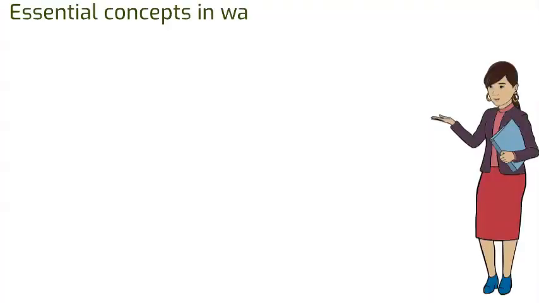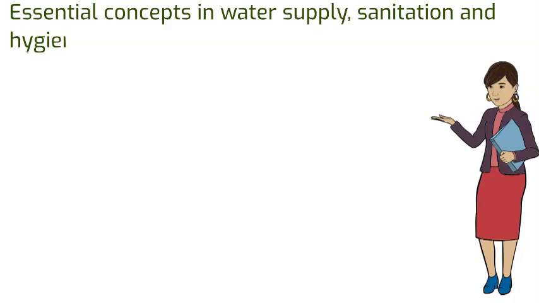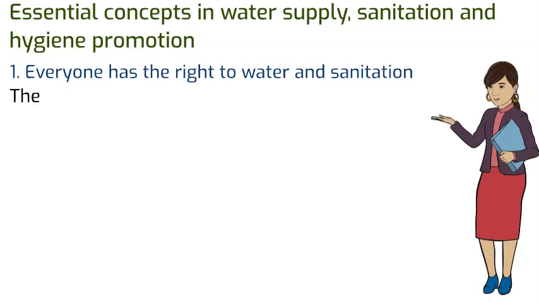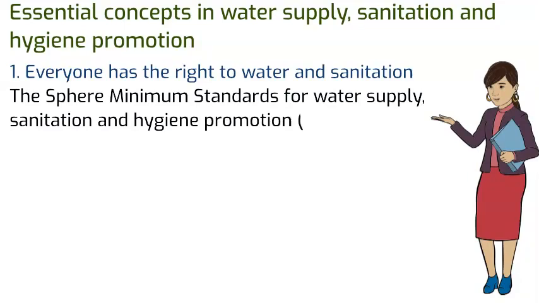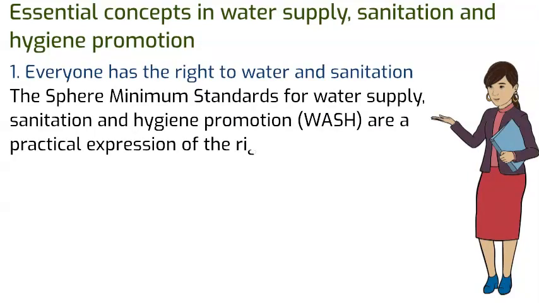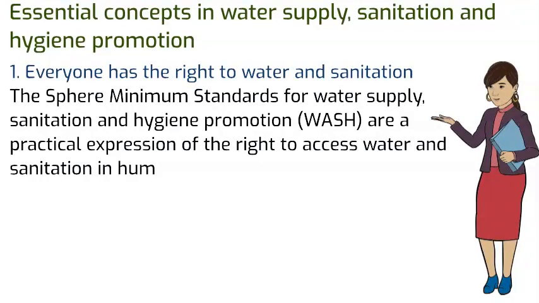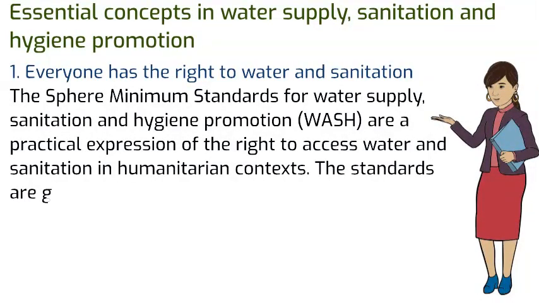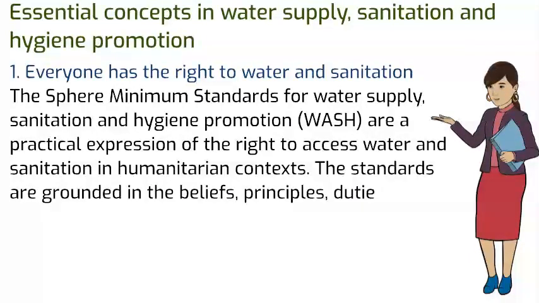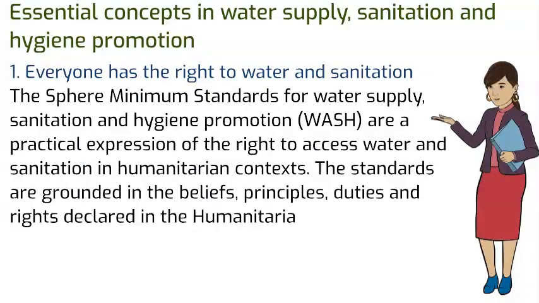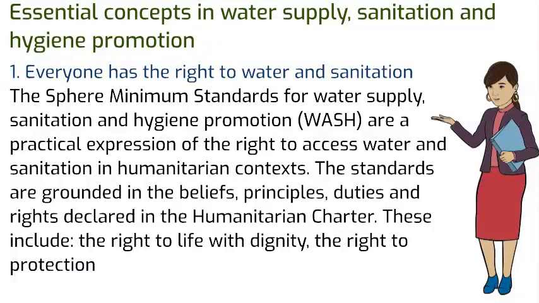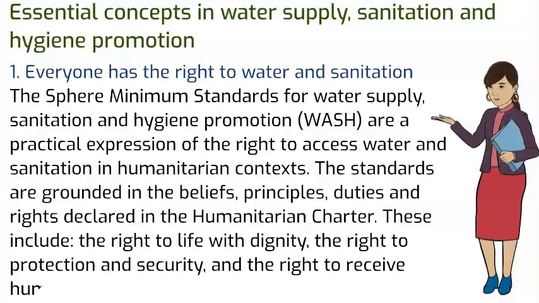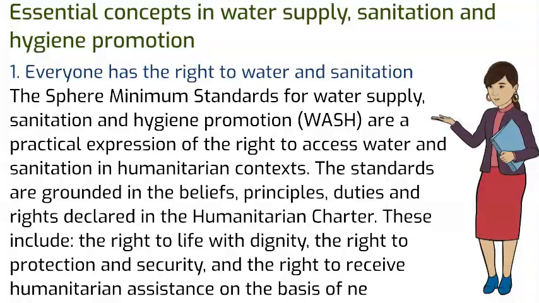Essential concepts in water supply, sanitation, and hygiene promotion. One. Everyone has the right to water and sanitation. The Sphere minimum standards for water supply, sanitation, and hygiene promotion, WASH, are a practical expression of the right to access water and sanitation in humanitarian contexts. The standards are grounded in the beliefs, principles, duties, and rights declared in the Humanitarian Charter. These include the right to life with dignity, the right to protection and security, and the right to receive humanitarian assistance on the basis of need.